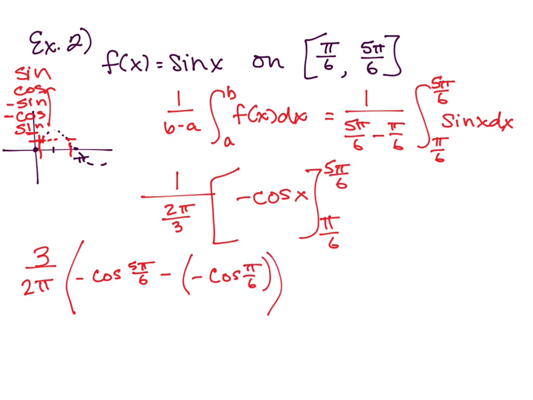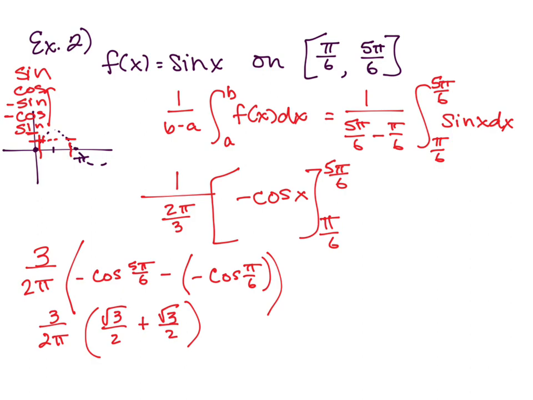Anybody unit circling here? And at 5 pi over 6, that's going to be a long left. So negative square root 3 over 2. But it's negative, negative. So positive square root 3 over 2. And at positive pi over 6, that's a positive square root 3 over 2. Now make it negative. Now subtract it. So plus square root 3 over 2. Yeah. Okay. I don't think we're wrong.